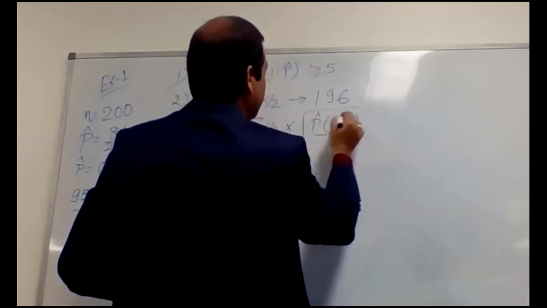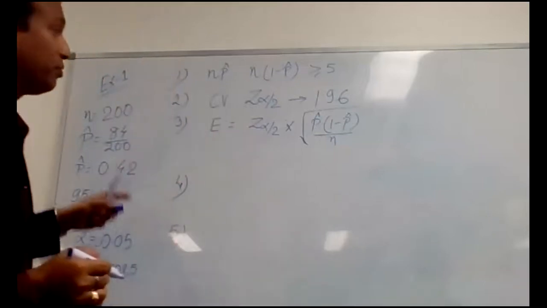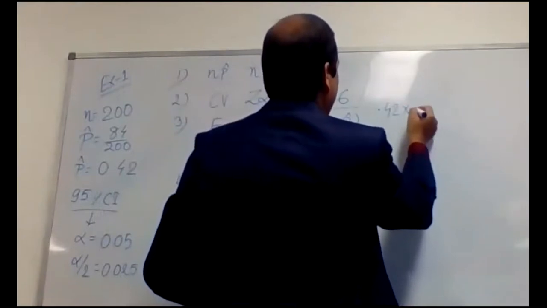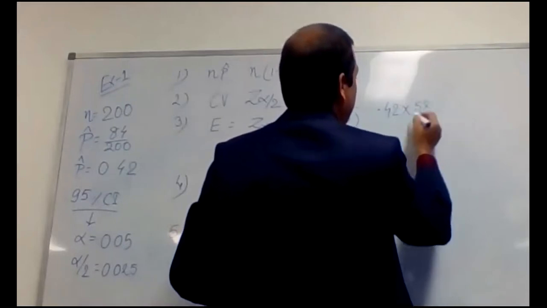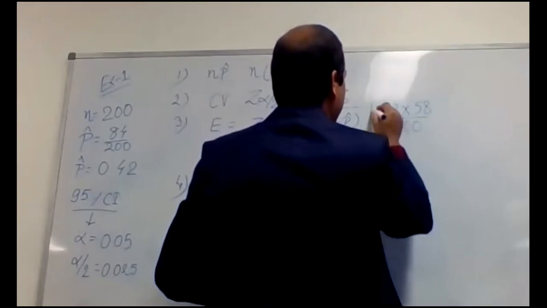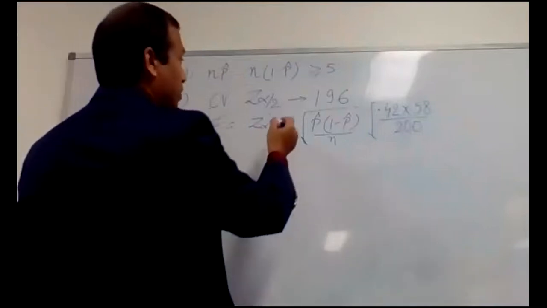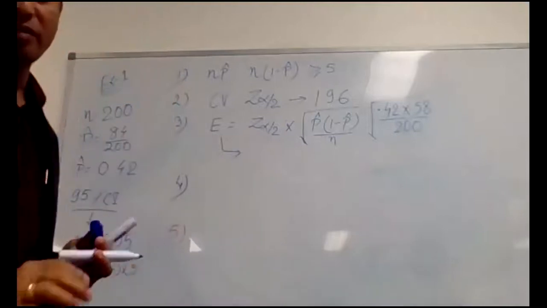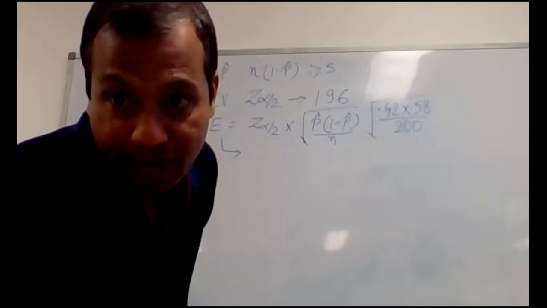The margin of error E is Z alpha by 2 multiplied by the square root of p hat times 1 minus p hat divided by n. The p hat value is given, 0.42. So 0.42 into 1 minus p hat, which is 0.58, divided by the n value, which is 200, under a square root. Solve these two. The Z value is 1.96. What E value will you get? Just solve this one individually. Don't be in a rush.